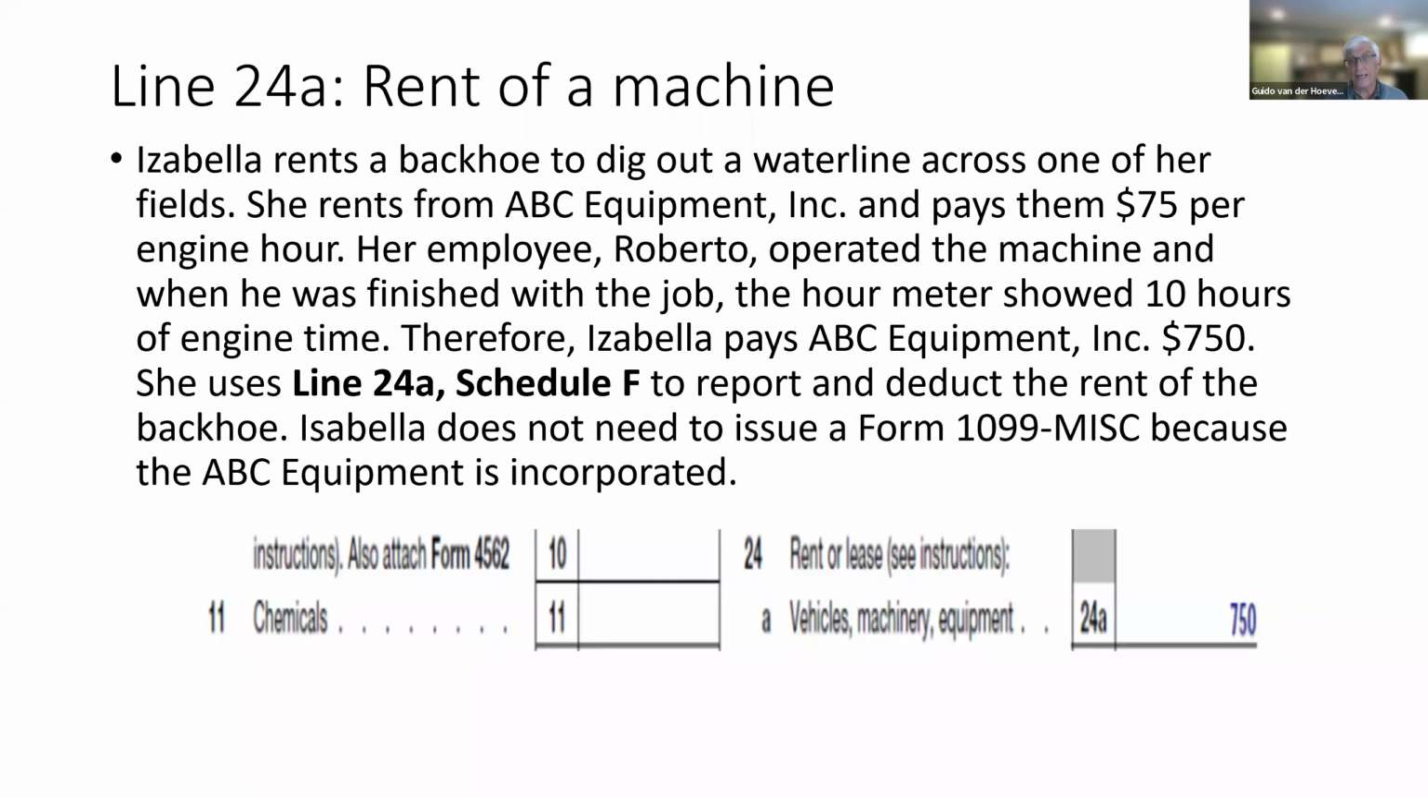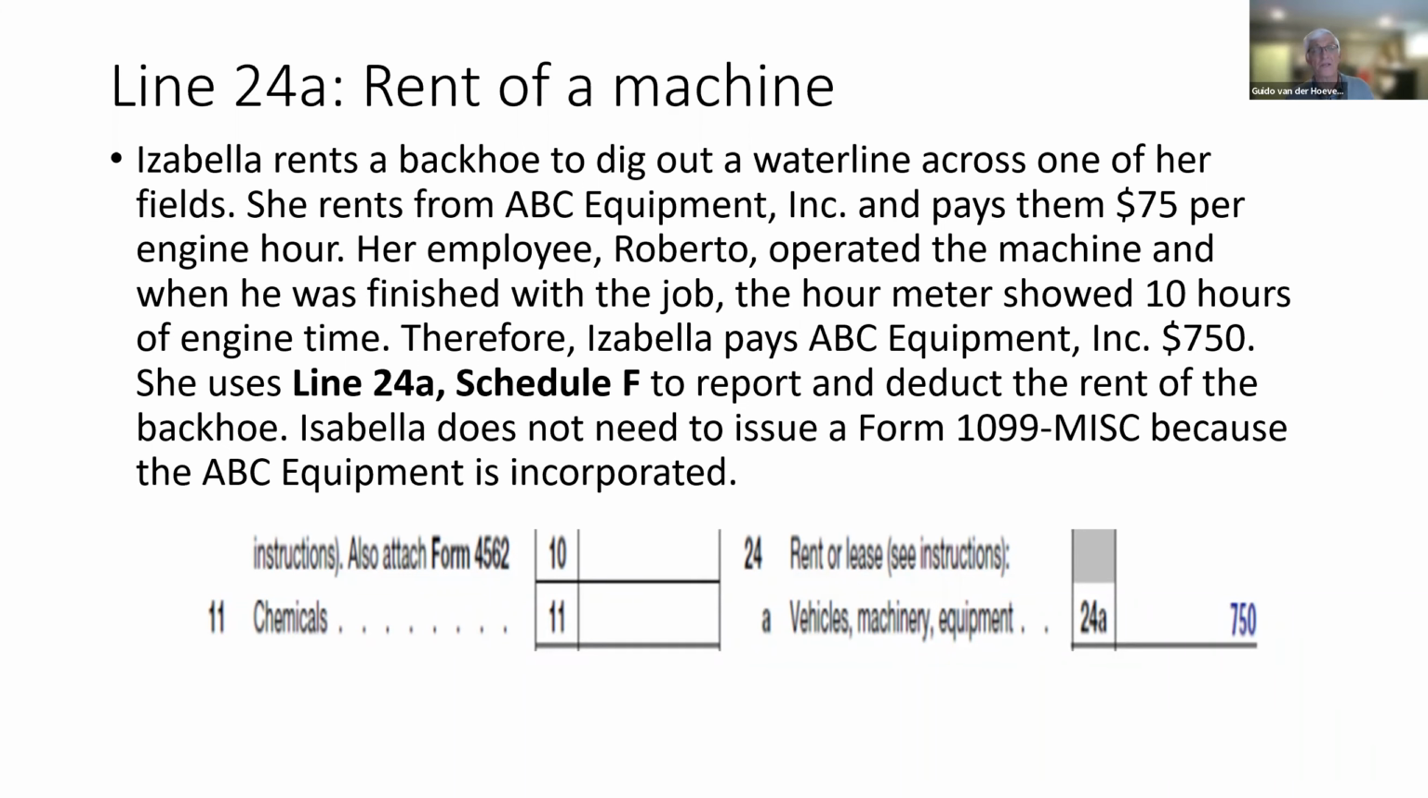Isabella rents a machine. Now this is a short-time lease. She needs a backhoe, digs out a water line. Her employee, Roberto, operates that machine. It's $75 an hour. So the hour meter showed that she had used it for 10 hours. So the total amount is $750. And so it's going to be on line 24A in this particular case to report and deduct that rent.